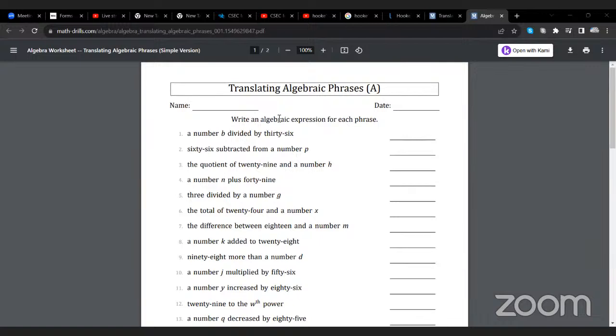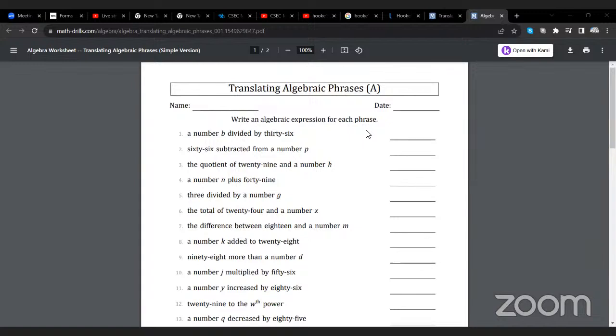So we're in the practice. We start on the first part of the syllabus that we looked at. What's the answer for the first one? Anybody have the answer for the first one yet? To write an algebraic expression for each phrase. Anybody? 36 divided by b equals x or something.